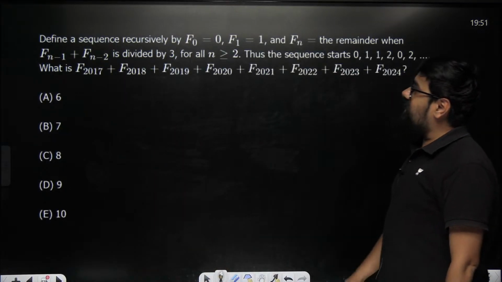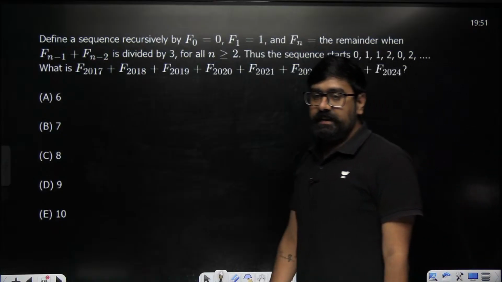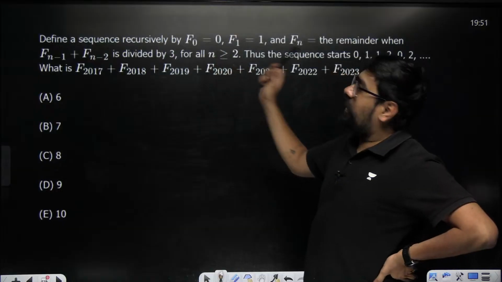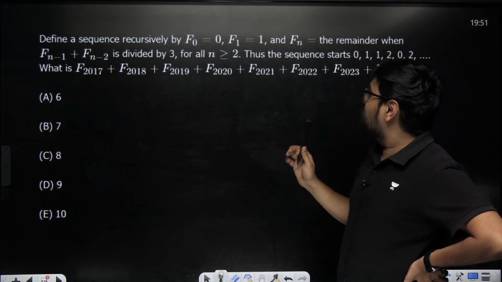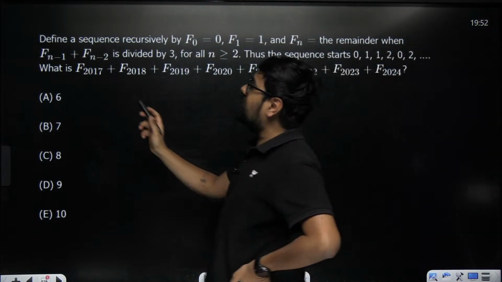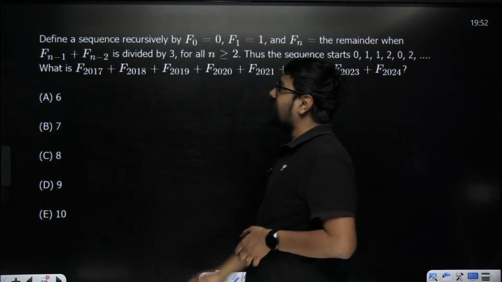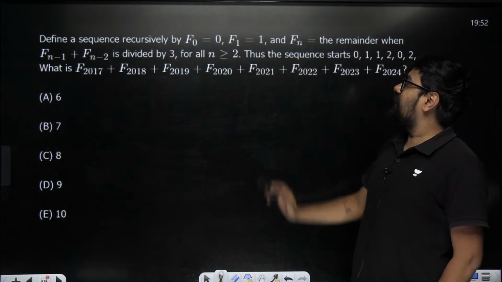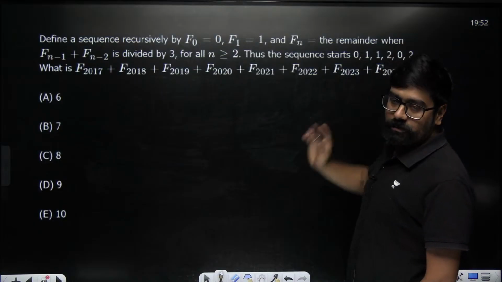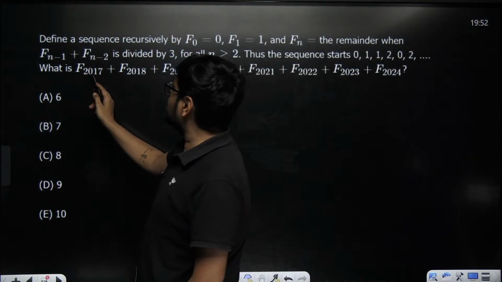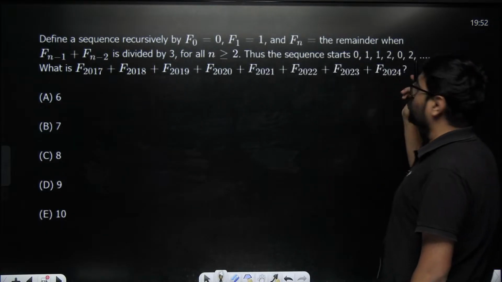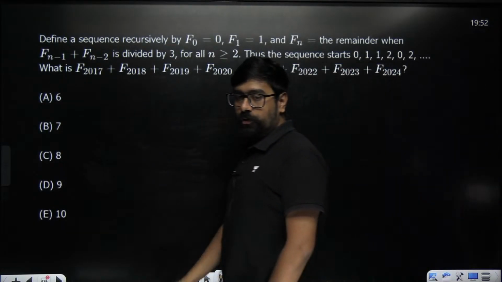It is saying that there is a sequence recursively defined. They have already told, so you have to believe in it. F0 is 0, that means the 0th term is 0. F1 is equal to 1. And Fn is the remainder when Fn minus 1 plus Fn minus 2 is divided by 3, for all n greater than or equal to 2. Thus the sequence starts like this: 0, 1, 1, 2, 0, 2, and this sequence they have also given. Now they are asking, what is this sum, F2017 to F2024? They want to know this.